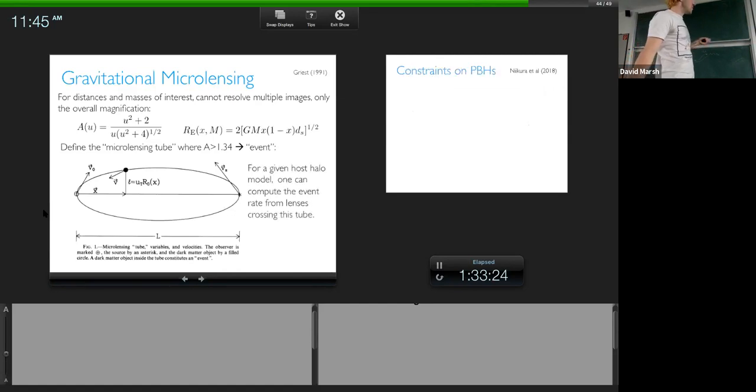So then, given your host halo model, given your model of how these lenses are moving around in the halo, just according to the standard halo model, NFW distribution, Maxwell velocity, you can compute the probability for lenses to cross this tube. So then you can compute the rate of events that you should see.